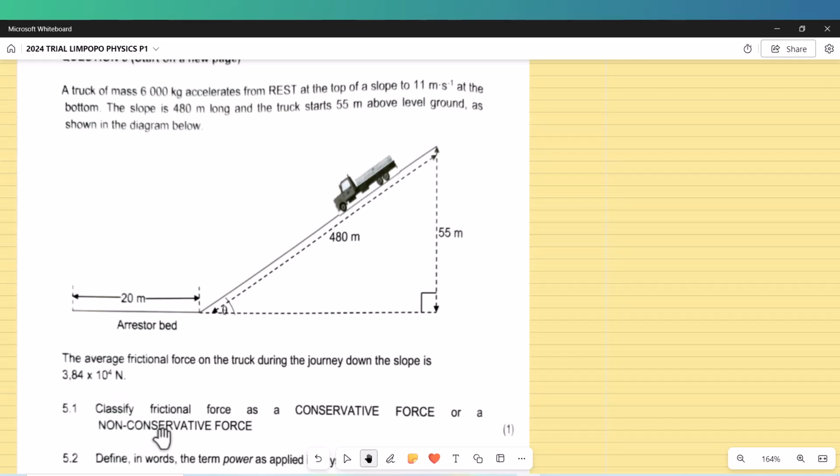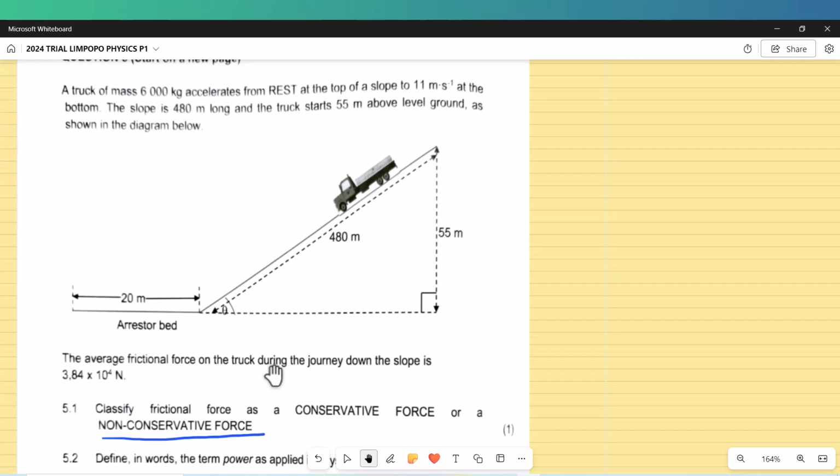They say classify frictional force as a conservative force or a non-conservative force. Now, frictional force is a non-conservative force. Why? Because a non-conservative force is a force whose work done to move an object between two points depends on the path which is taken. So frictional force depends on the path. That's why it's got a coefficient. So it is a non-conservative force.